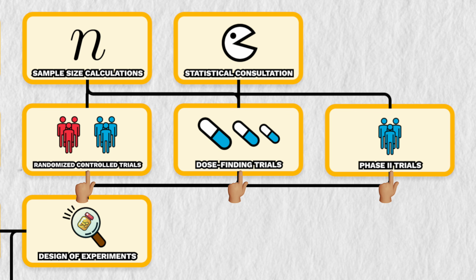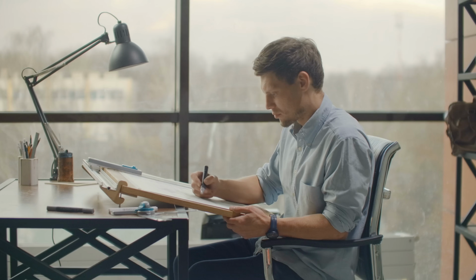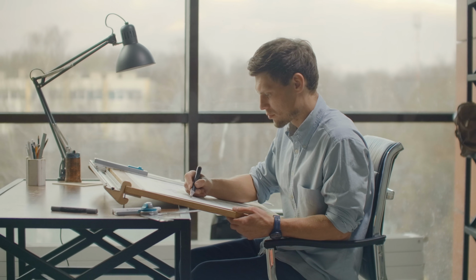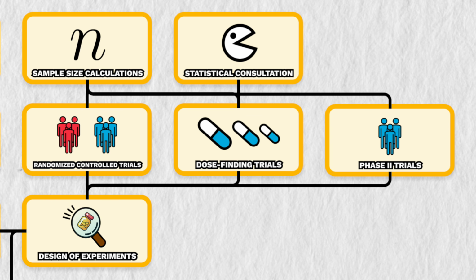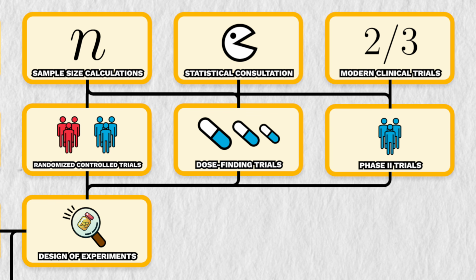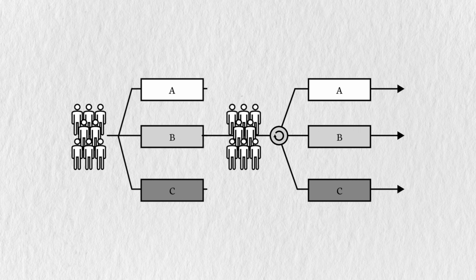These trial designs form what's called the traditional paradigm of clinical trials. Medicines have followed this path of experiments for a long time, but statisticians have also started to develop more modern forms of clinical trials to make the process more efficient. For example, some new trials fuse different phases of the traditional paradigm together. There's something called a seamless phase 2/3 design, which blends phase 2 goals and randomized controlled trials together. Other modern designs, known as master protocols, consider multiple treatments or populations simultaneously.